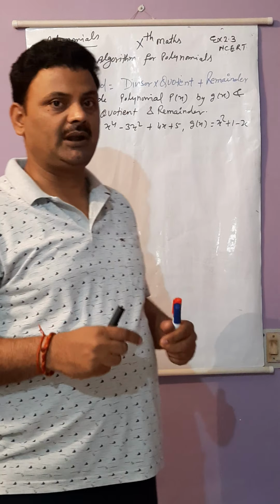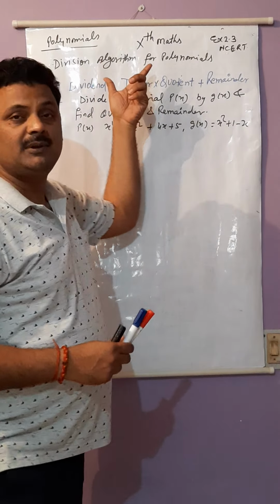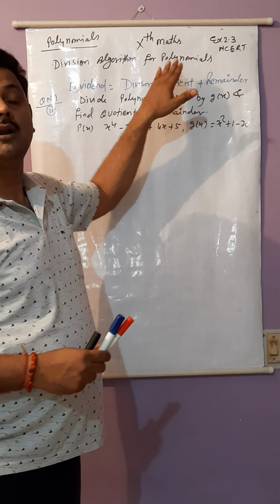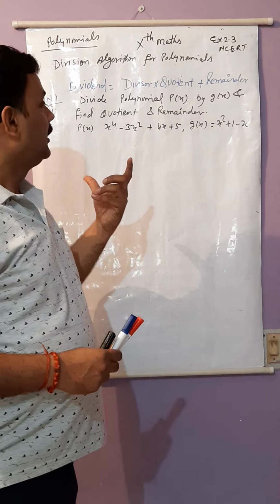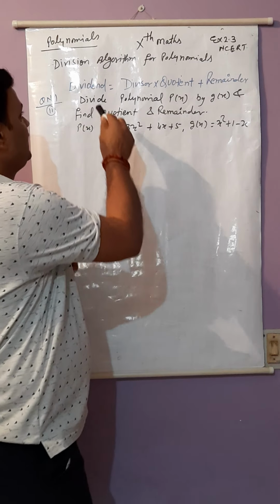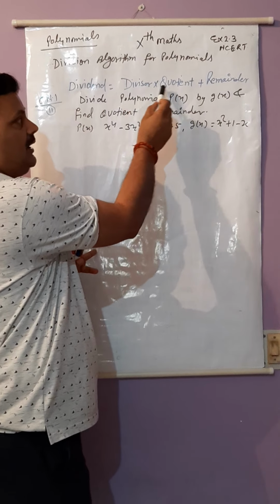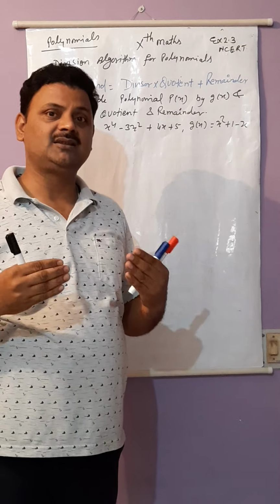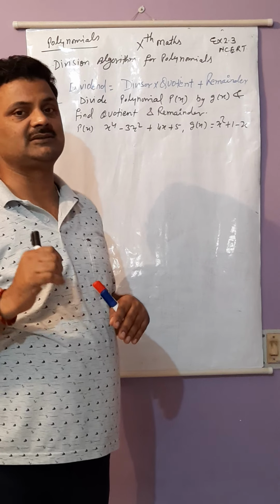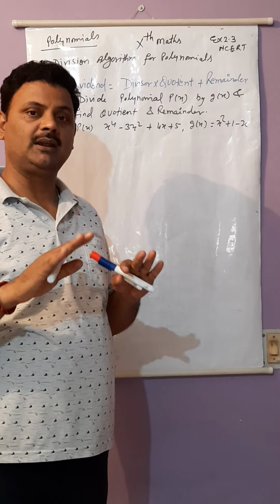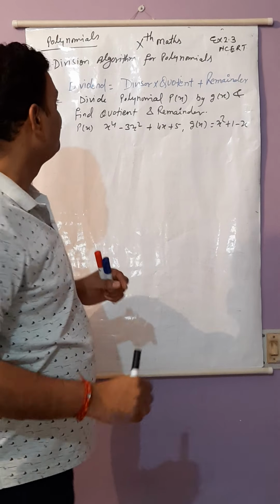Today we are going to take another concept for the polynomials. The concept is the division algorithm for polynomials. What is the division algorithm for polynomials? Dividend is equal to divisor into quotient plus remainder. So we'll apply this concept for this exercise. One by one we are taking a few questions to make the concept clear.